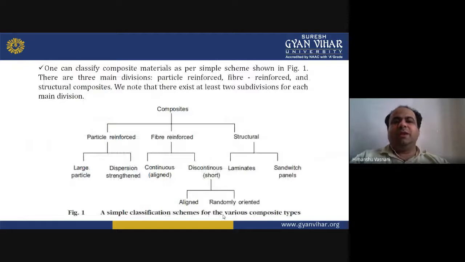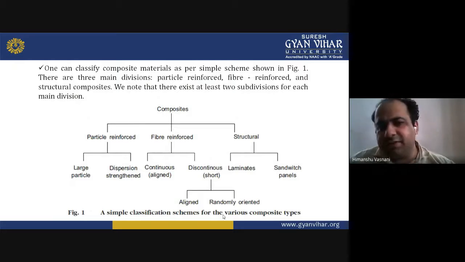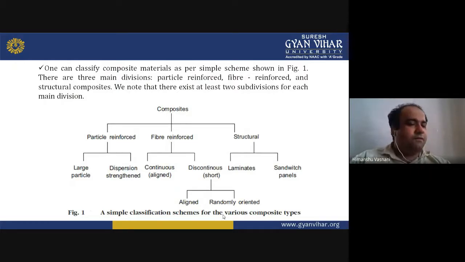One can classify the composite materials as per the simple scheme you can see in this figure. There are three main divisions: particle reinforced, fiber reinforced, and structural composites. There exist only two subdivisions for each main division. The structural type has laminates and sandwich panels.